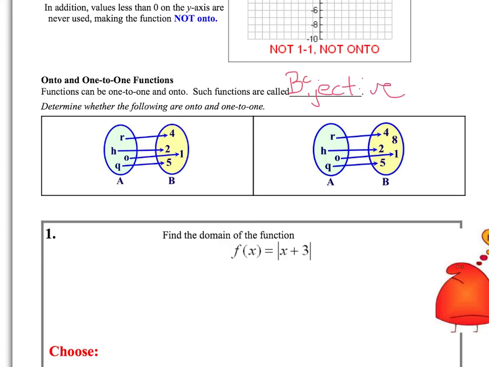Alright, let's look to see if these functions are 1-to-1 and onto. So the first one we have here, all the elements in B are being used, so it is definitely onto. In addition, all the elements in B only have one arrow to it, so it is 1-to-1. Example on the right hand side here, all the elements in B are not being used. 8 is not being used, so it is not onto. In order for it to be 1-to-1, all the elements in B that are being used can only be used once, and they only have one arrow to it, so it is 1-to-1.